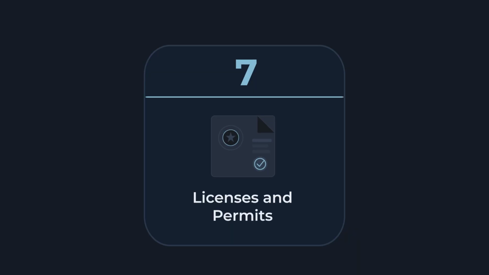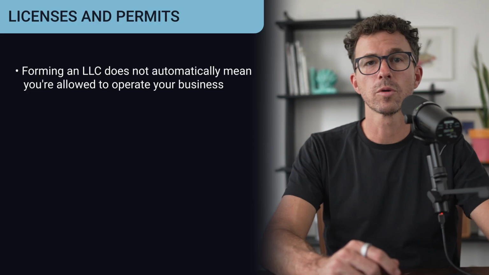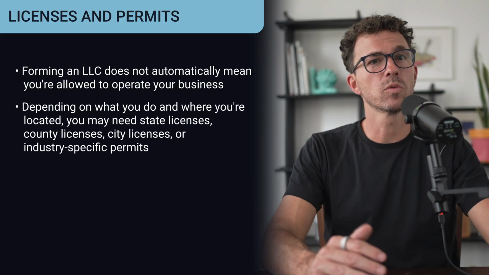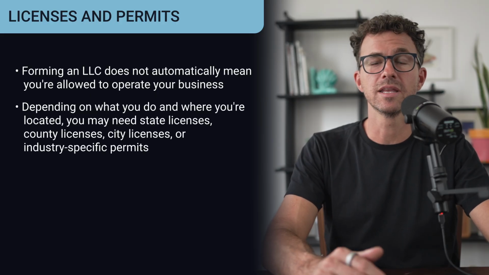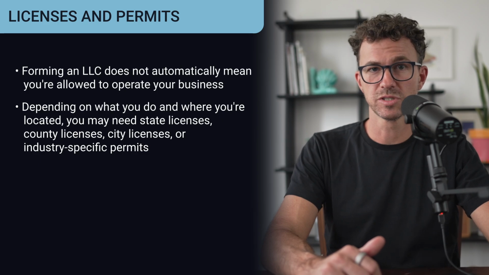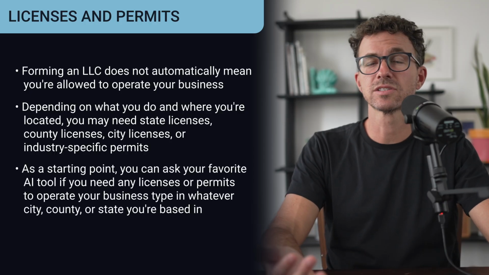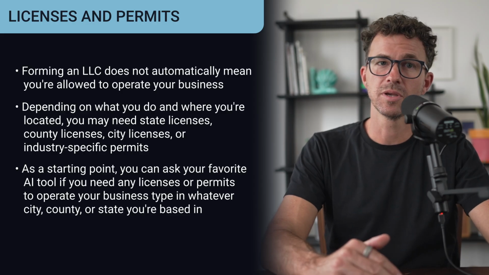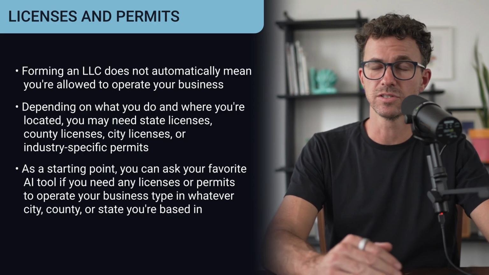Step 7, obtain licenses and permits. Forming an LLC doesn't automatically mean that you're allowed to operate your business. Depending on what you do and where you're located, you may need state licenses, county licenses, city licenses, or industry-specific permits. This part is based on your business type and your location, so you need to check local and state requirements. As a starting point, you can ask your favorite AI tool if you need any licenses or permits to operate your business type in whatever city, county, or state that you're based in.